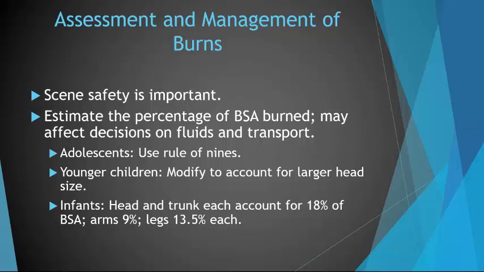For adolescents, use the rule of nines that you use for adults. For younger children, modify the rule to account for disproportionately larger head size. In infants, the head and trunk each account for 18% of the body surface area, the arms are 9%, and the legs are 13.5% each. The size of the child's palm represents about 1% total body surface area. You can use this to assess the extent of the burn.